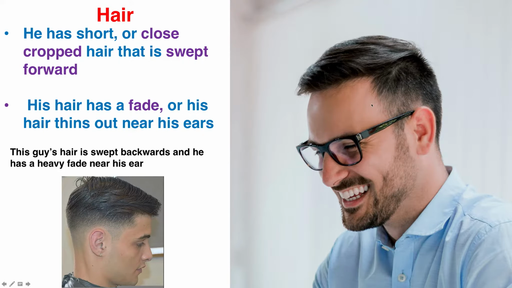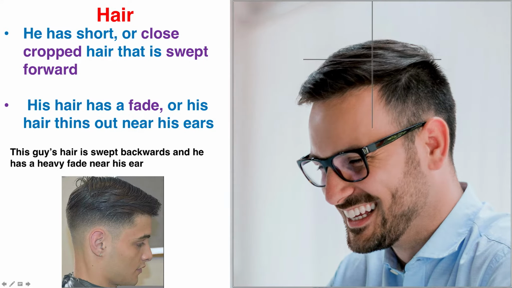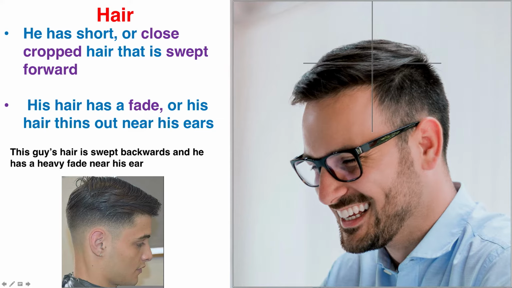How did you describe his hair? So you could say he has short or close cropped hair that is swept forward. So his hair, at least back here, moves forward towards his face. And so you call that a forward sweep, or his hair is swept forward.